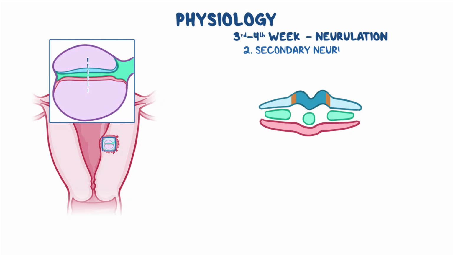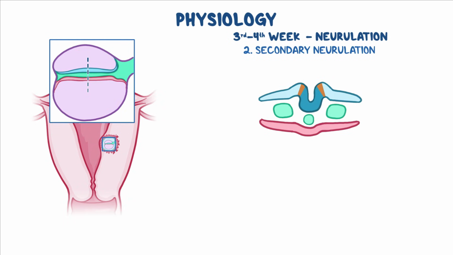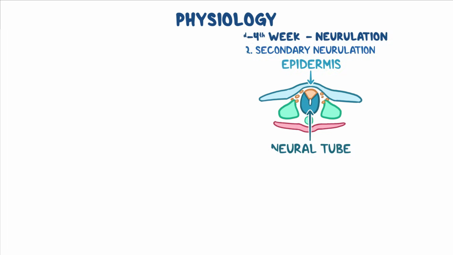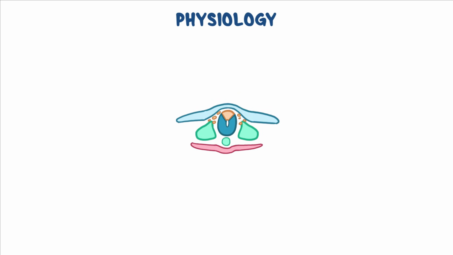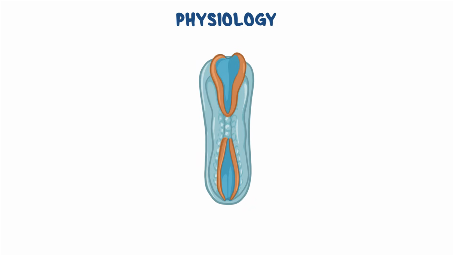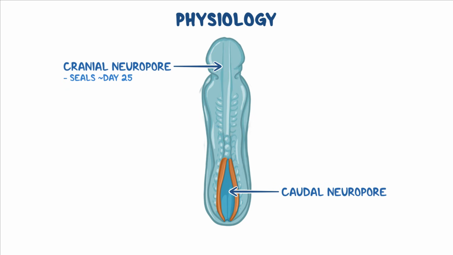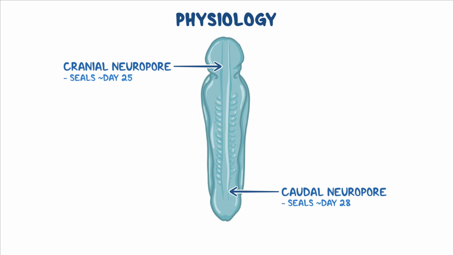During secondary neurulation, the neural folds eventually fuse at the midline, forming the hollow neural tube separate from the epidermis above it. Now let's look at a different view of the developing embryo, this time from above. At this point, like any hollow tube, the neural tube still has openings at both ends, a large opening at the top called the cranial neuropore, and a smaller opening at the bottom end called the caudal neuropore. The cranial neuropore seals up around day 25, while the caudal neuropore seals up a few days later around day 28.